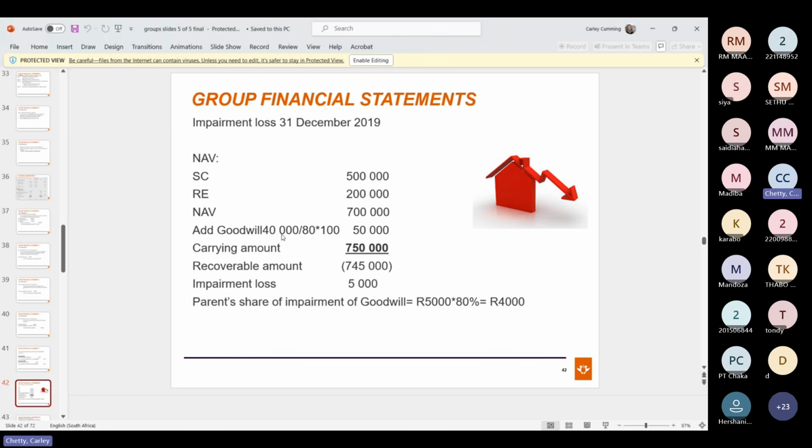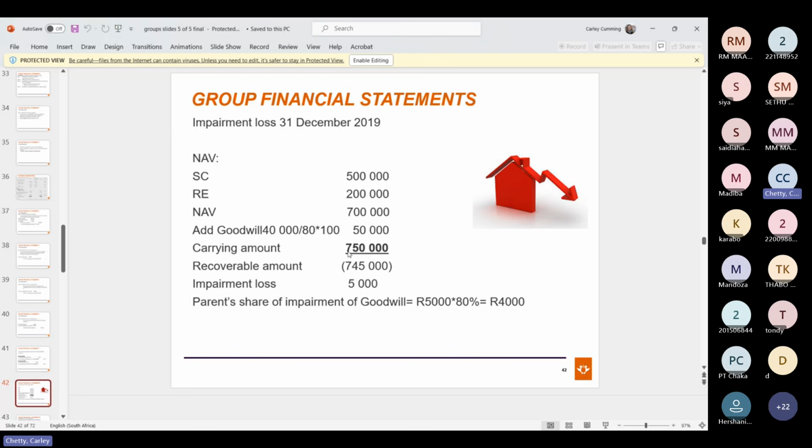That's what we calculated in our analysis of owner's equity. But remember, we said that this represents 80%, so we need to gross this up to 100%. So we are going to say 40,000 divided by 80 multiplied by 100. That will give us 100% of goodwill, which is 50,000. And then we're going to add that into the net asset value.